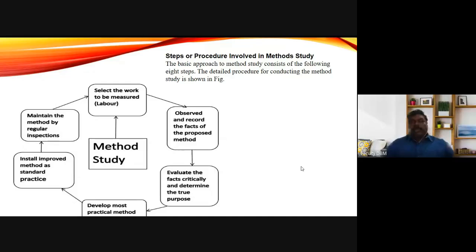In the next class, we will be seeing the two steps, that is selection of work and what the techniques are, observing and recording of the proposed method and how we are going to do it. Next we are going to cover what work measurement is, and in that we are going to see time study. So this is what the class is. If you want to ask anything, you can ask, or we are going to call it a day.